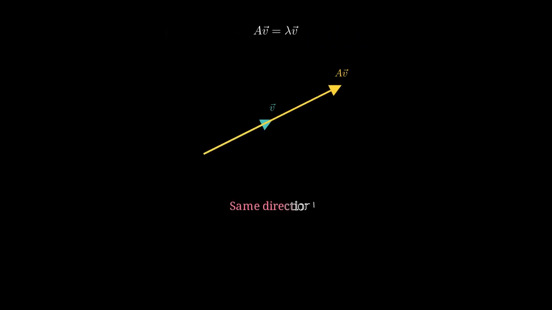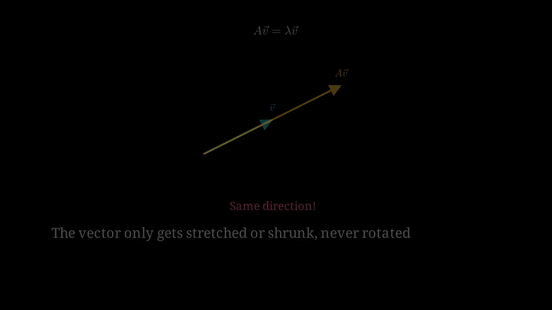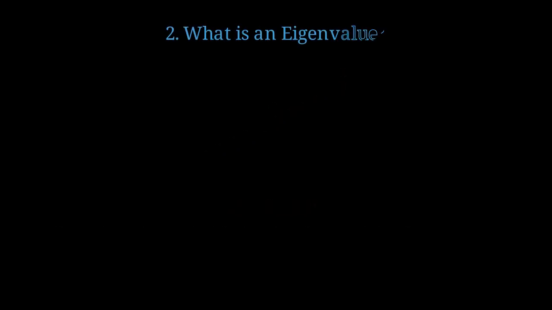Here we see a vector v and its transformed version Av. Notice they point in the same direction, just with different lengths. The key property is that the vector only gets stretched or shrunk, it never rotates to point in a different direction. Now let's understand eigenvalues and how they relate to eigenvectors.